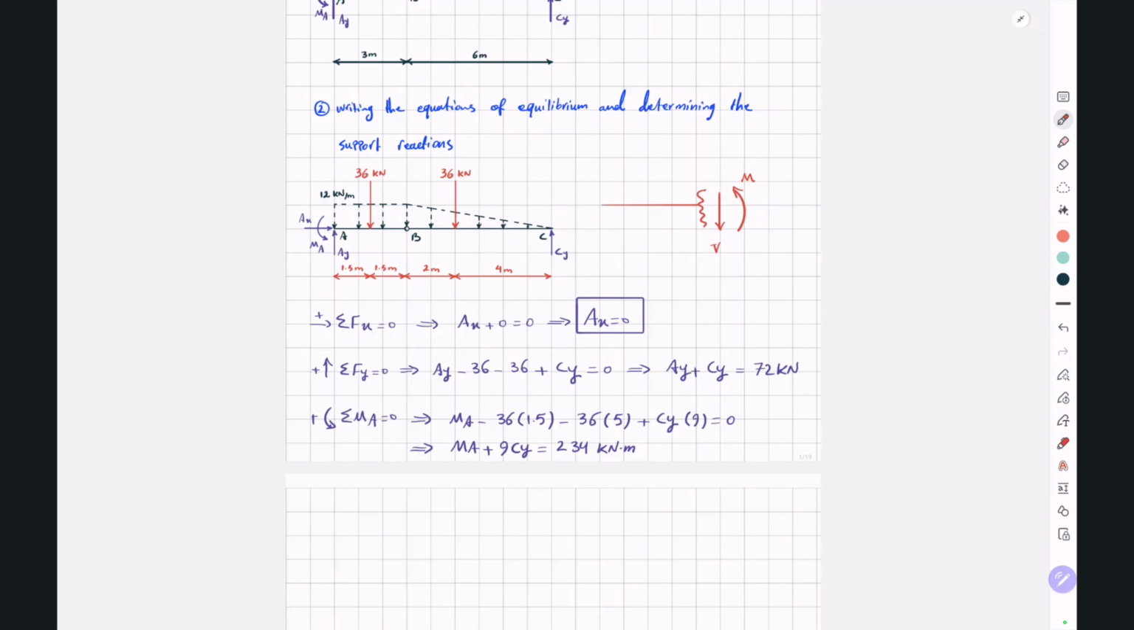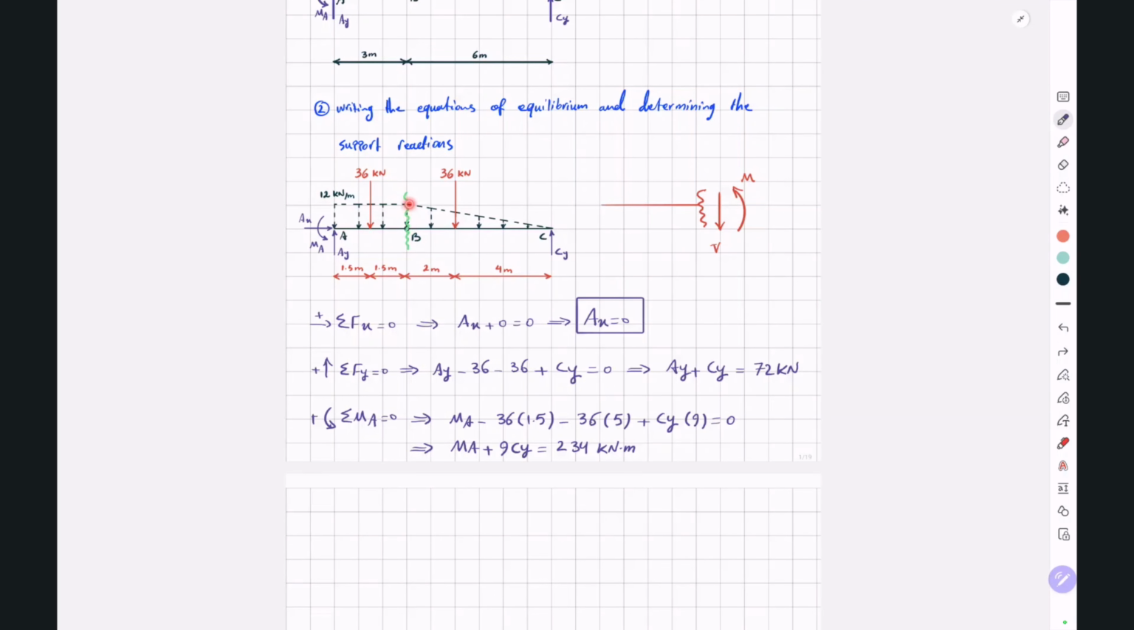But in these type of questions where we have an internal hinge, by cutting the beam exactly at the point where we have our internal hinge, we will be able to write an extra equation of equilibrium in addition to the ones that we already wrote using the free body diagram of our total beam. And then, by solving the system of three equations with three unknowns we have, we will be able to determine the three remaining support reactions.